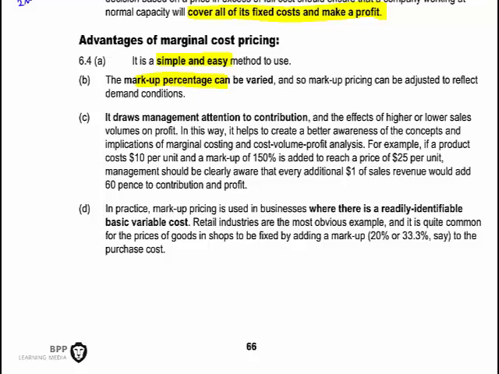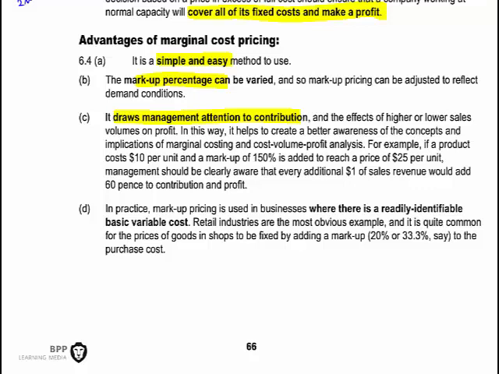The other thing is it's much more useful for short-term decision making because it draws attention to contribution. By undertaking to sell this product, we're working out how much extra contribution there is towards the fixed costs, which ultimately have to be paid regardless of the volume of output, and therefore it directly relates to what the increase in profit should be. So as you can see here, we've got an example.